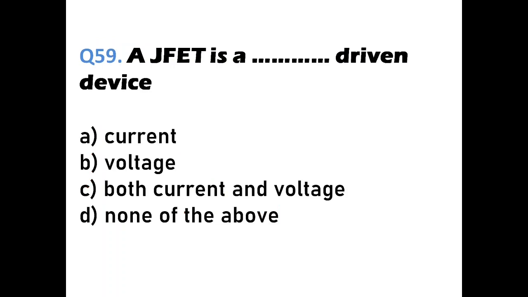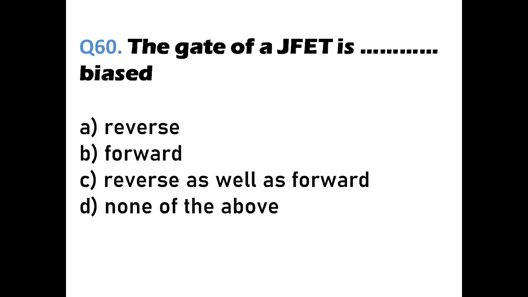Then we'll go to the next question, question number 59. A JFET is dash driven device. Now when you see a JFET circuit, that is junction field effect transistor circuit, the input is given between gate and source. The gate and source voltage is going to control the output current, that is drain current. That means it is a voltage driven device. The input voltage is going to control the output current. So a JFET is a voltage driven device. So here the option should be B, voltage driven device. Clear?